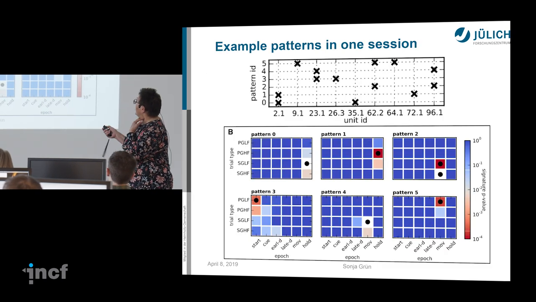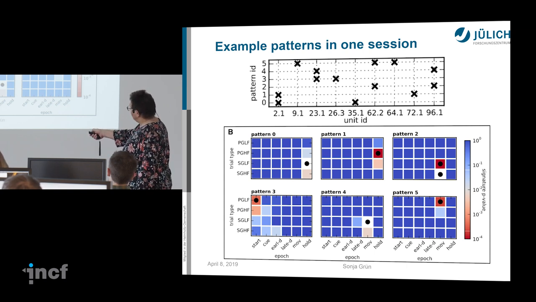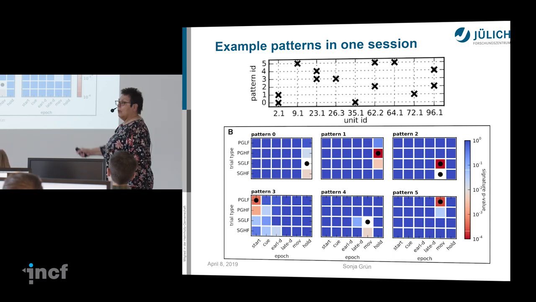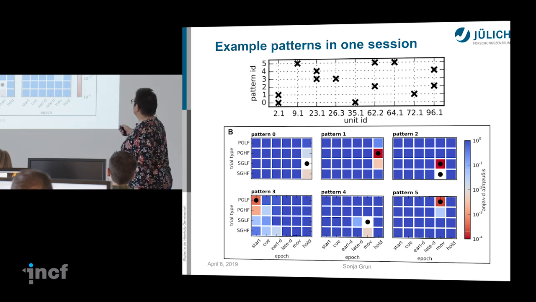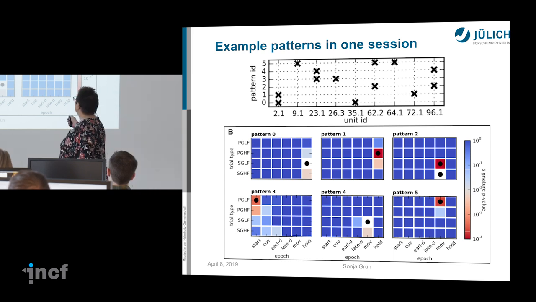When you look at when these individual patterns occur in the experiment, you have the different epochs, the different trial types, and when the particular pattern occurred and was significant. What you can see already is that these patterns typically were significant and occurred at different epochs, and typically also in different trial types.